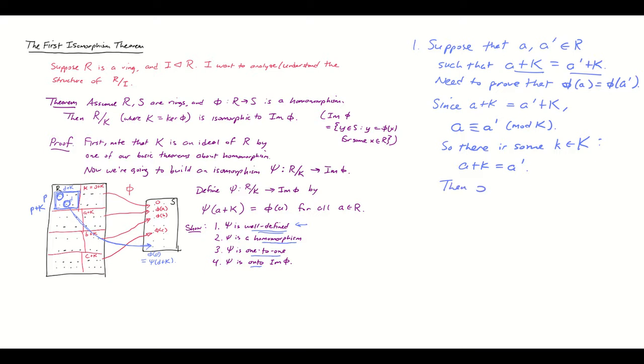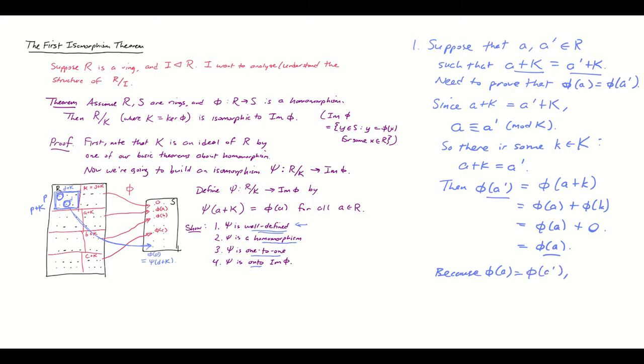So then phi of a prime is equal to phi of a plus lowercase k. And because phi preserves addition, that's phi of a plus phi of k. And because k belongs to the kernel, that last bit, phi of k, is 0. So that means we have phi of a, which means these two are equal. That's exactly what we wanted. So because phi of a equals phi of a prime, we can say psi of a plus K is equal to psi of a prime plus K.